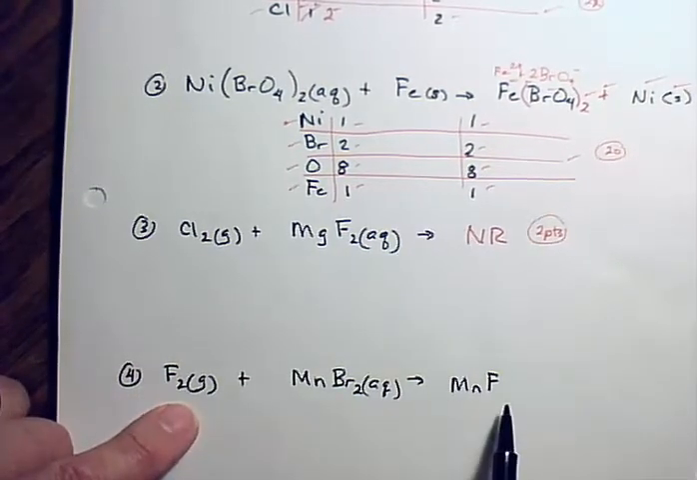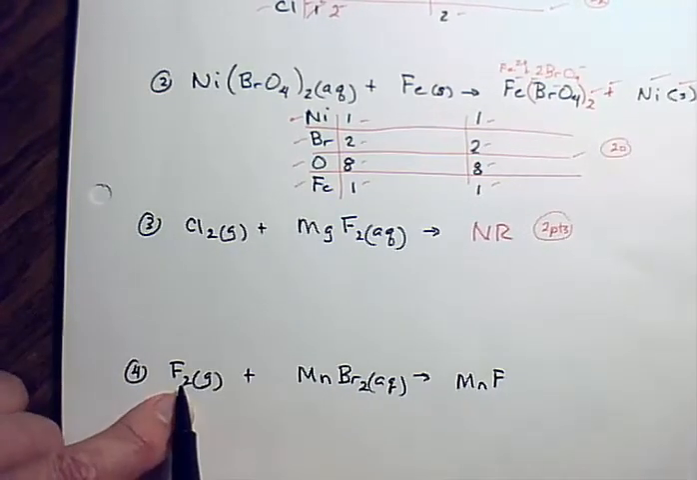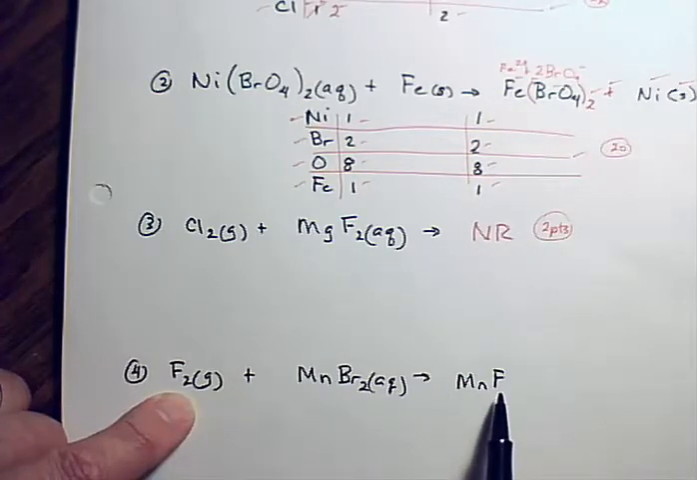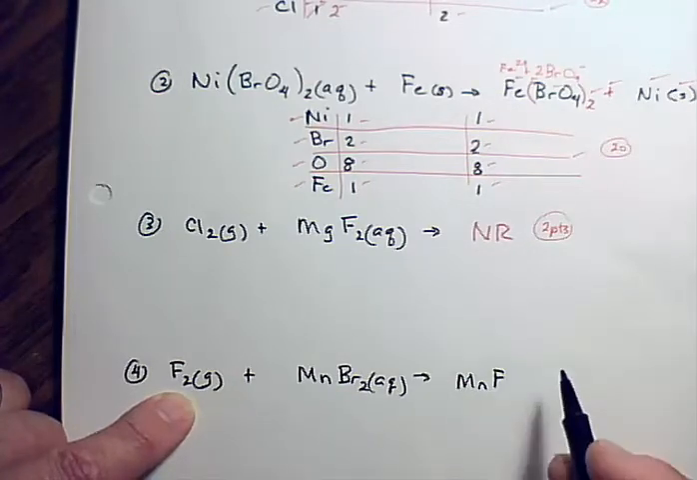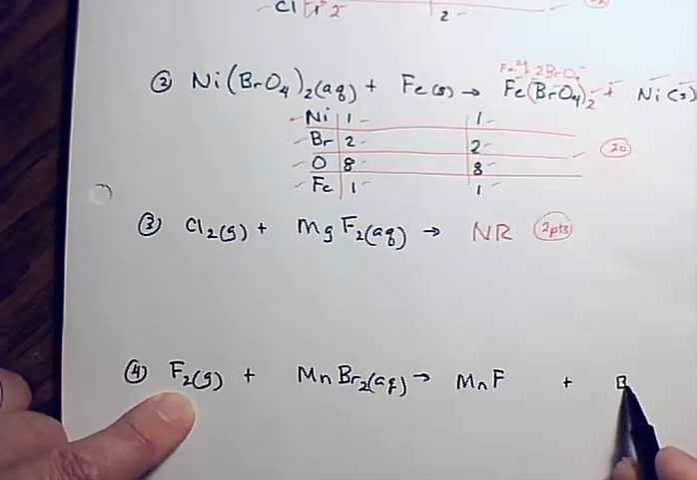You can't just carry subscripts over. The little saying I use is subscripts only travel if they're part of a polyatomic ion. This is not a polyatomic ion, so this subscript doesn't travel over here automatically. Okay? And then we're going to have bromine over here by itself.